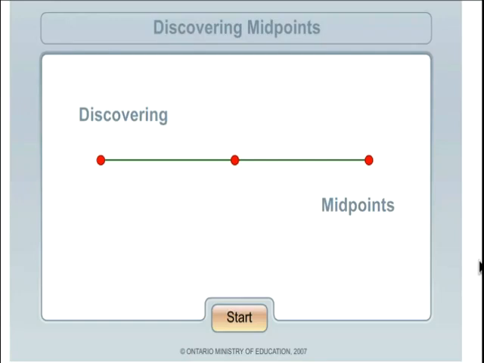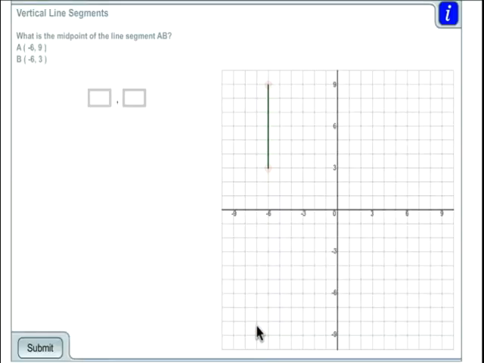Now let's work through the Discovering Midpoints activity. So the first question we're asked is, what is the midpoint of line segment AB, where A is at -6, 9 and B is at -6, 3. So we see A and B. So the midpoint would simply be halfway along the segment.